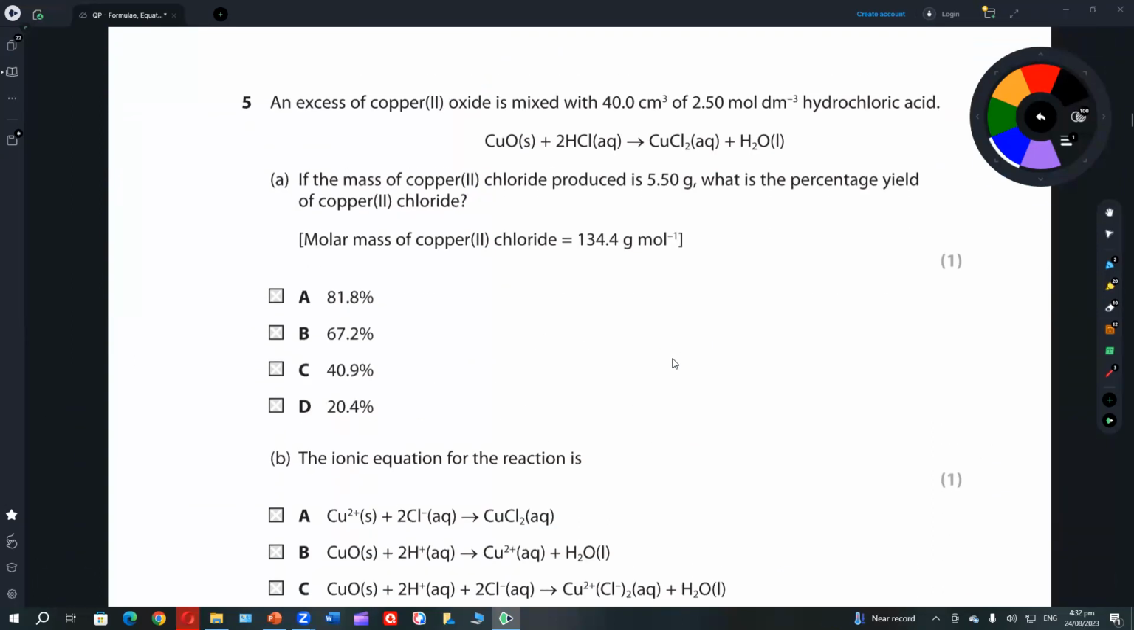An excess of copper 2 oxide is mixed with 40 cm cube of 2.5 mole per dm cube hydrochloric acid. The equation is given. Look at the state symbols. A good chemistry student will always focus on state symbols, even though normally in calculations we can work without that. If the mass of copper 2 chloride produced is 5.5 gram, what is the percentage yield of copper 2 chloride? What is the formula for percentage yield? Mass obtained upon mass expected into 100. Yes, correct.